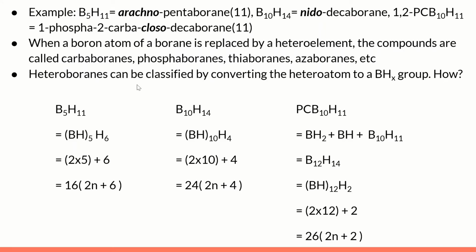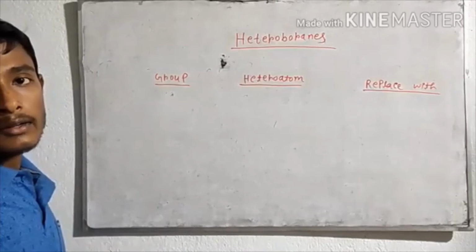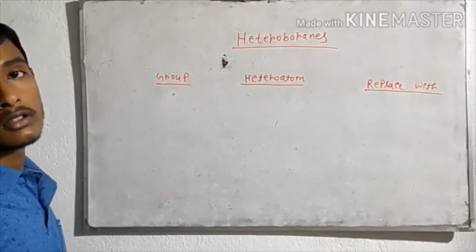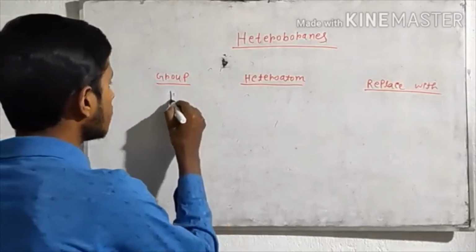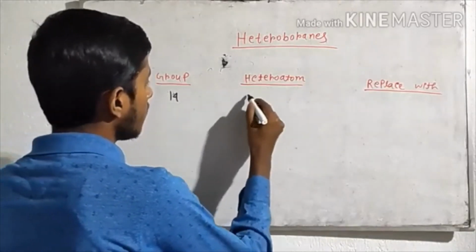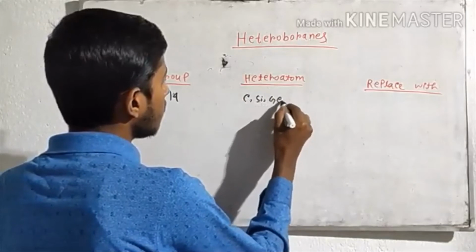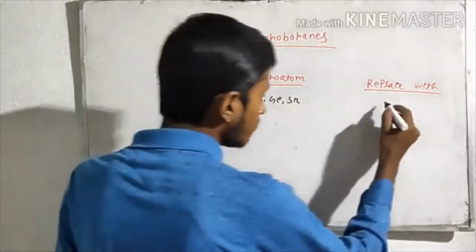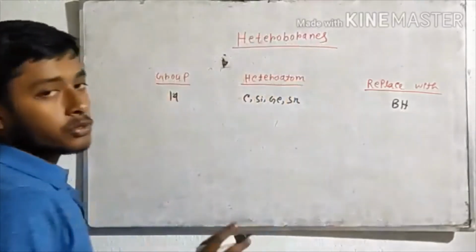How we can classify the heteroboranes is shown in a video that I found on YouTube. He showed how to classify heteroboranes by converting the heteroatom and calculating the electron pairs of heteroboranes. Other heteroatoms can be present in boranes. So if we have group 14 atoms or elements like carbon, silicon, germanium, tin, we can replace them with a BH unit because they are electronically equivalent.